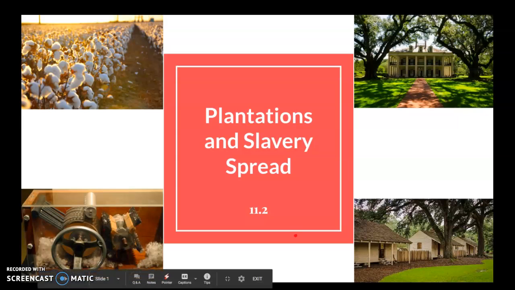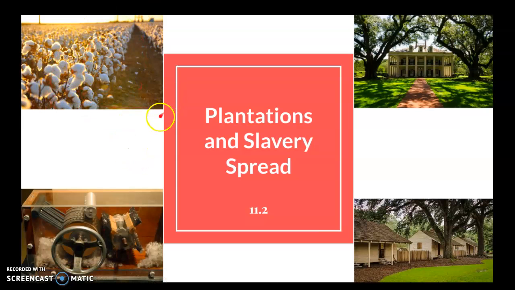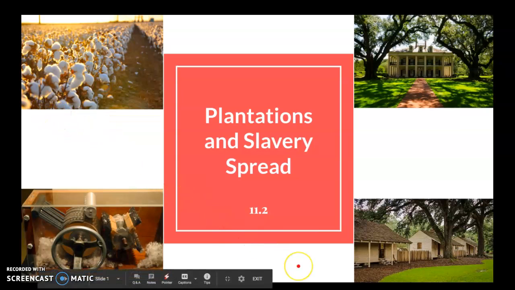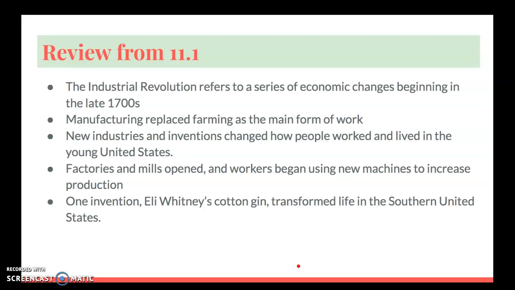So if you look around this collage of images that I have on this slide, especially over on the left side, you might be able to tell just by looking at it what crop was partly responsible for the expansion of slavery in the United States. Well, let's find out. But first, some review from chapter 11.1. Just picking up where we left off, it's always a good strategy to go back and revisit some things before you start looking at new territory.